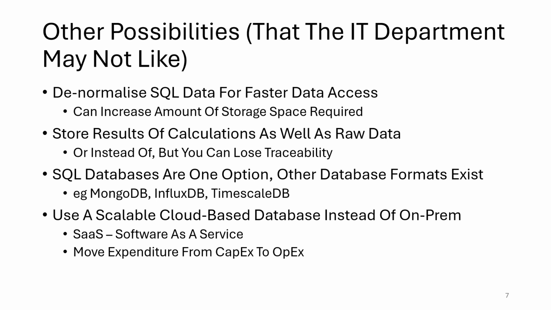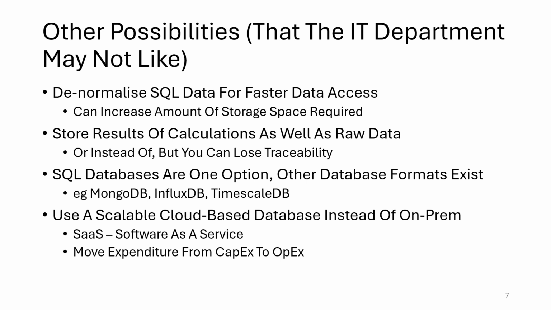There are other possibilities, although some of these go against standard IT type mechanisms. One option is to denormalize the SQL data in a database for faster data access. Now, the purpose of normalization is to reduce the amount of data storage required, but that can increase the time it takes to perform reports. So denormalization results in additional data being stored, but it can allow for faster results for reports and analysis.